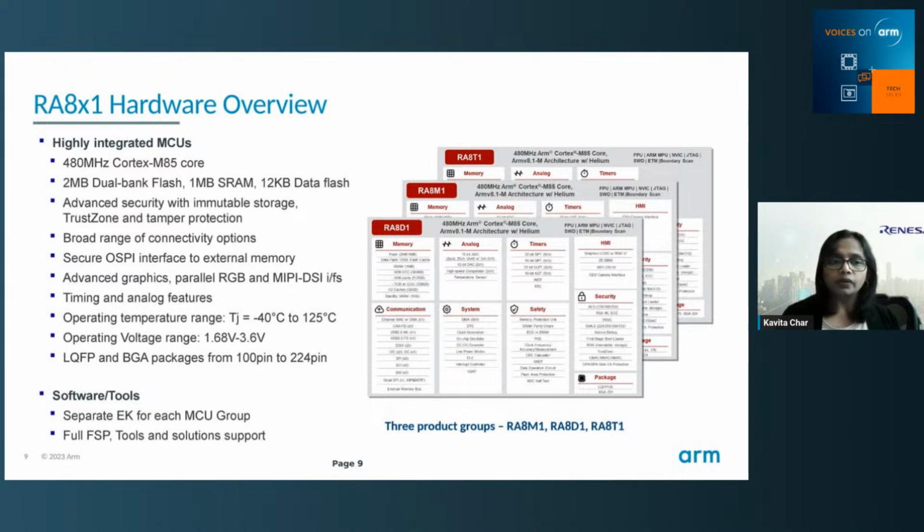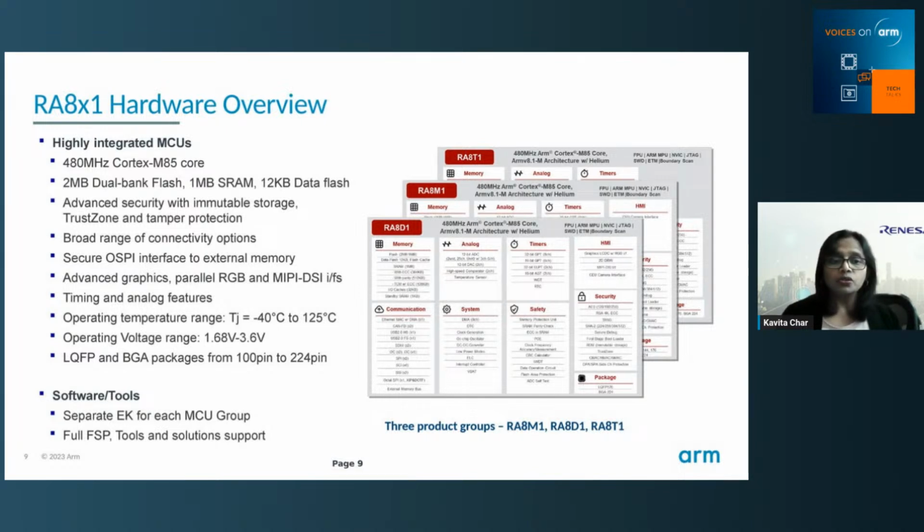The core runs at 480 megahertz. We build in 2 megabytes of dual bank flash, 1 megabyte of SRAM, and 12 kilobytes of data flash. This could help you eliminate an additional E-square in your design.